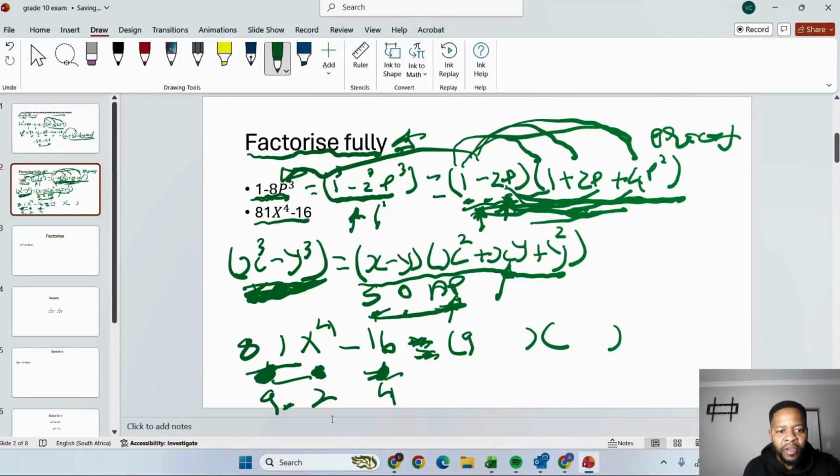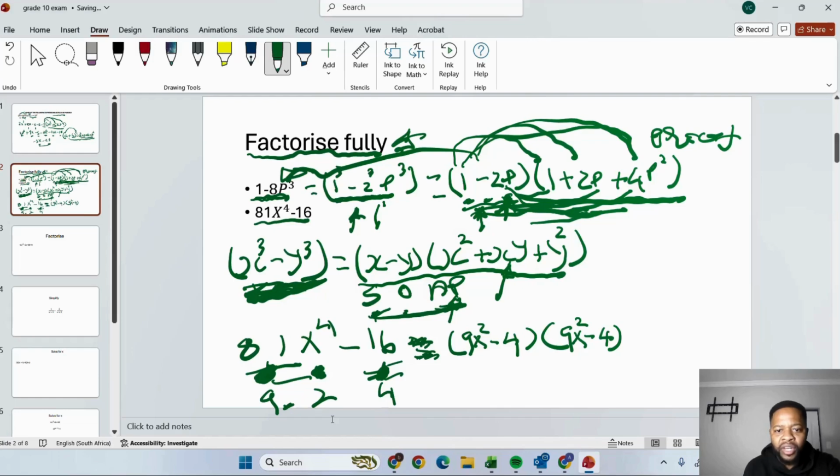So the square root of 81 is 9. The square root of x to the power 4 is x to the power of 2. And then minus the square root of the second term, which is 4. And then you come this side, you're going to have 9x squared. Again, we just repeat the same thing on this side as well, and then 4.